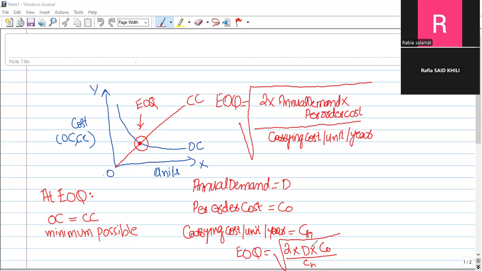We find this because in one place the ordering costs and carrying costs become equal and minimum possible. Because of this we calculate EOQ, because we want to minimize the ordering and carrying cost. Only EOQ is the one point at which they are minimum and equal. At any other point below or above EOQ, they are not equal.